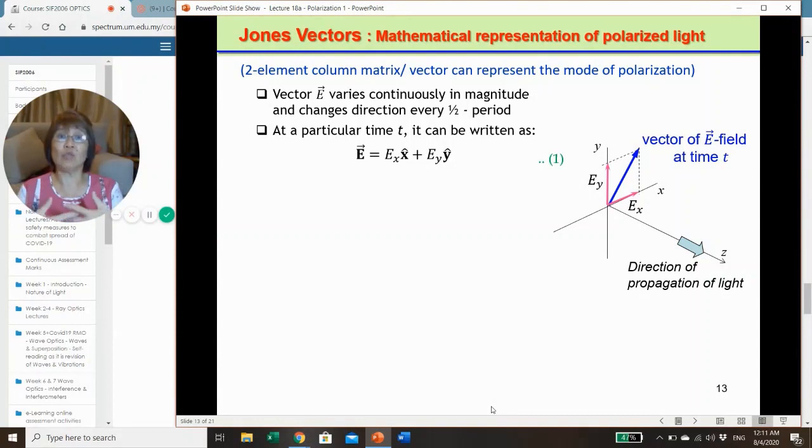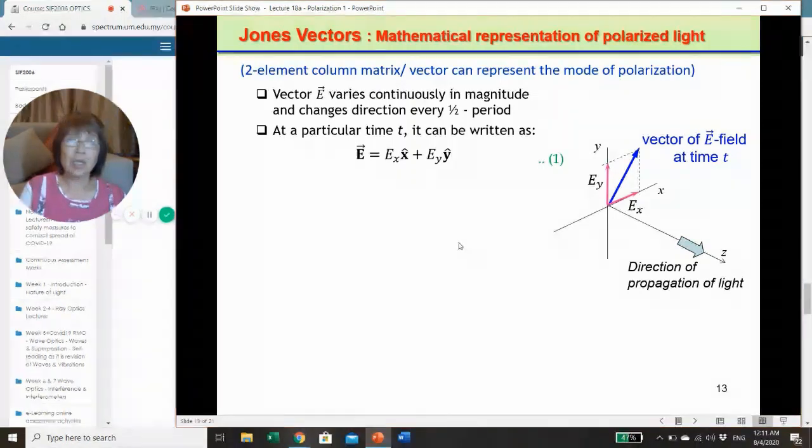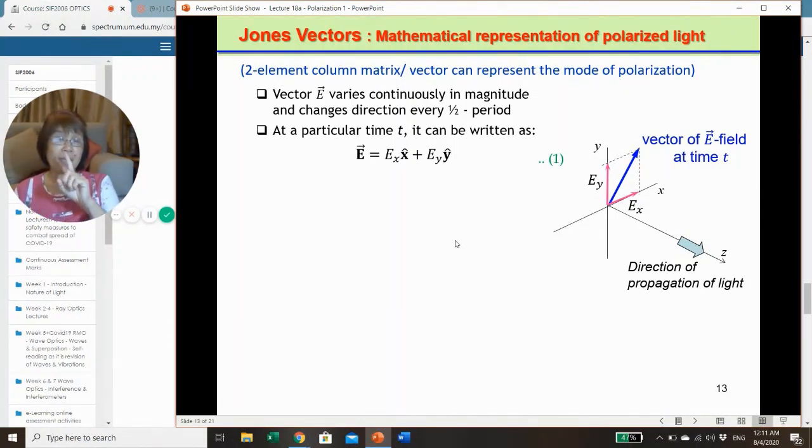Now we would like to represent polarized light quantitatively using a mathematical expression, which is known as the Jones vector here. Basically, it is a two-element column matrix, and that will represent the state of polarization. Now, we know that the electric field vector actually varies continuously in magnitude and changes direction every half period. You've already seen that just in the previous part.